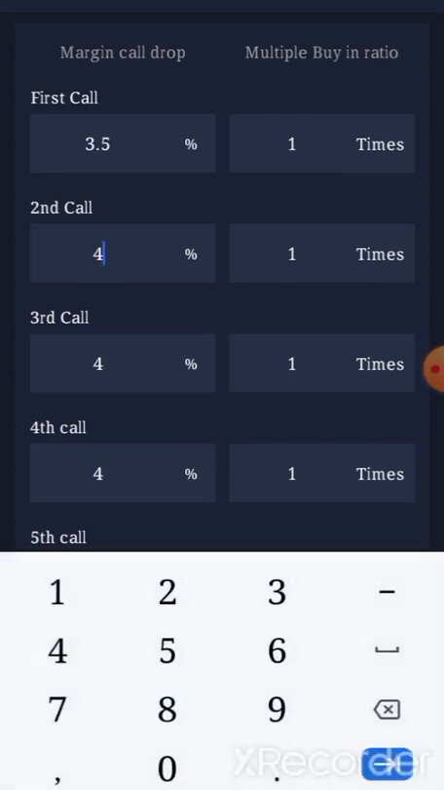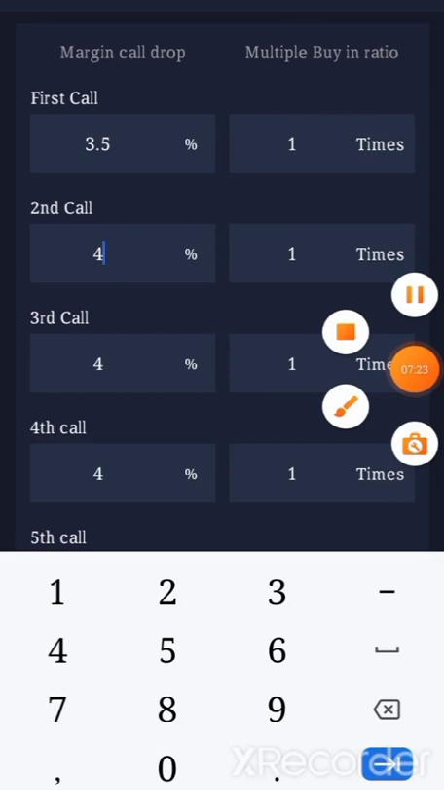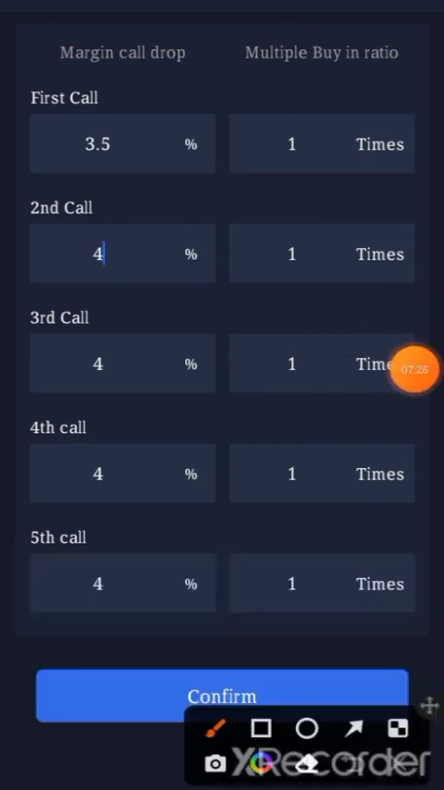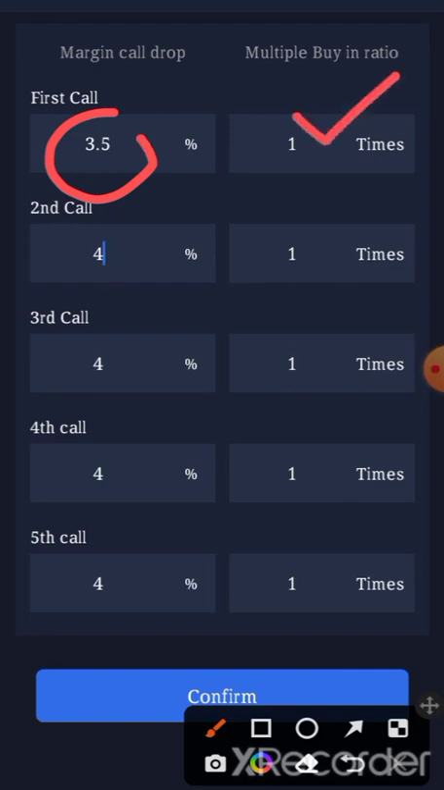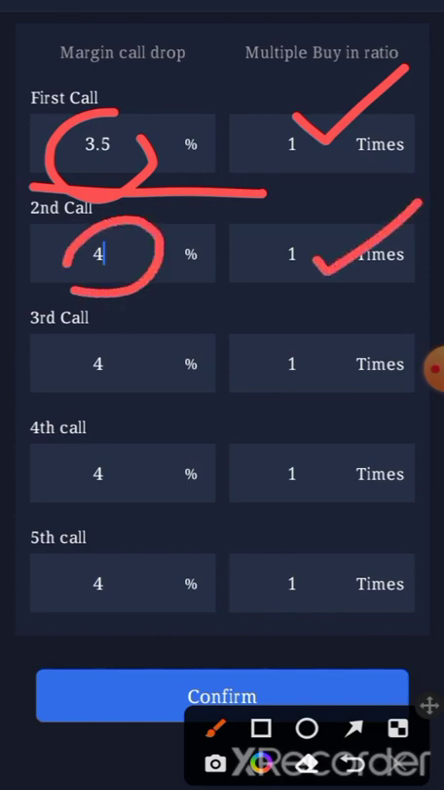Now the implication of this is that you're putting yourself into a scenario where, should the market drop after the robot enters the market with the $100, should the price or value of the coin that the robot has bought drop by this 3.5, we're instructing the robot to buy once. And then after buying, again, should the value drop by 4% from that price, you want it to buy once again. Same applies to this. If it again drops further by 4%, you want it to buy once, like that until the fifth call. So that is what that means.